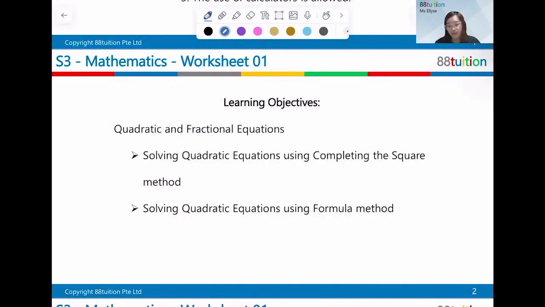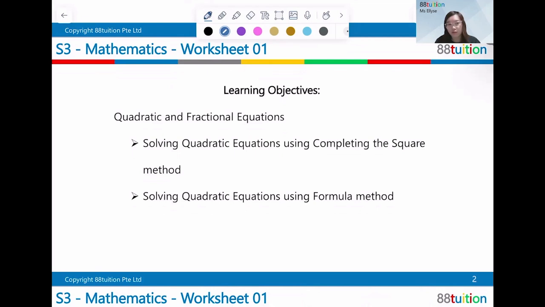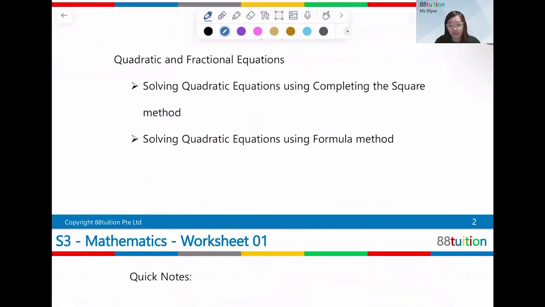Okay, so hi everyone. I'll be going through this worksheet 1, which is on quadratic equation and fractional equation. So mainly it is to teach you guys how to use the complete the square method to solve the quadratic equation, as well as using the formula method, which we'll be going through in just a few more slides.